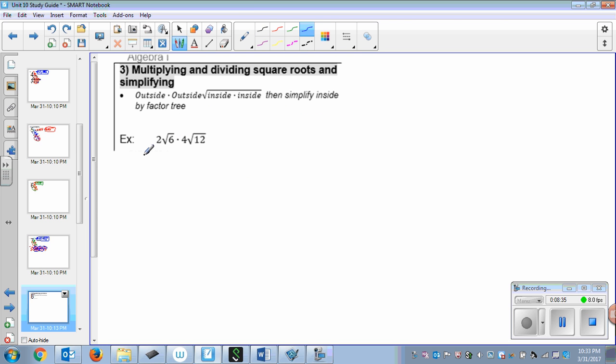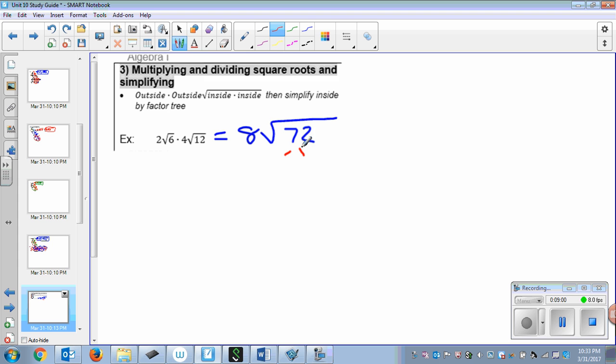So multiplying and dividing square roots, the big thing to remember here is always do outside times outside and inside times inside. So my outside times my outside here is 2 times 4, which is 8. And my inside times my inside is 6 times 12, which is 72. And then on top of that, you got to do a factor tree and simplify if you can.